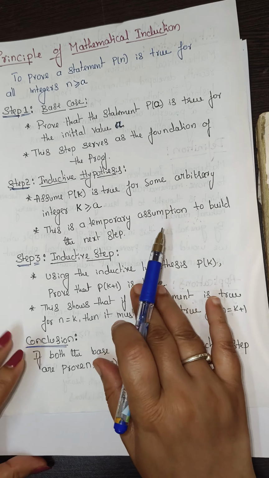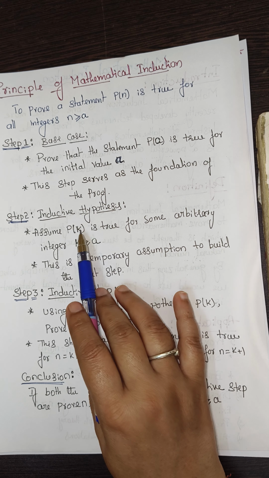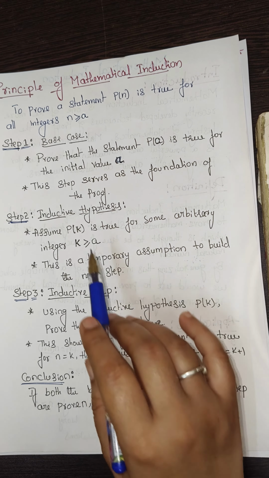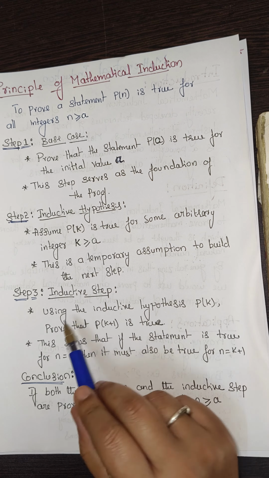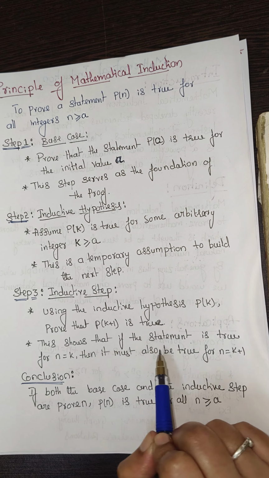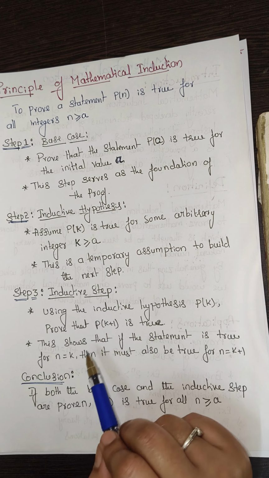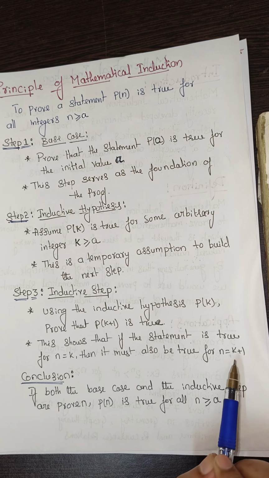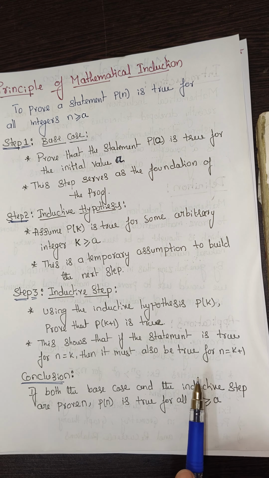What we will do in the third step is use the inductive hypothesis P of k. Already we wrote in the second step the assumption that P of k is true. Using that hypothesis we prove that P of k plus 1 is true. In this step we will prove P of k plus 1 is true. This shows that if the statement is true for n equals k, then it must also be true for n equals k plus 1. We will prove here n equals k plus 1 is also true.